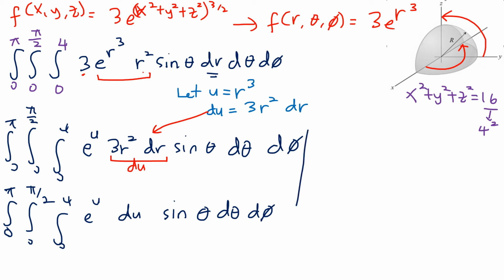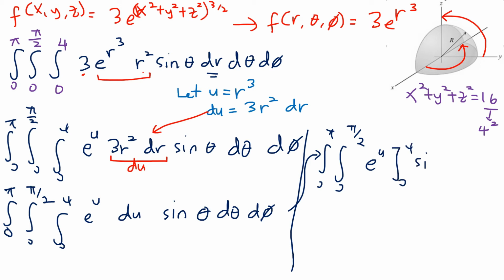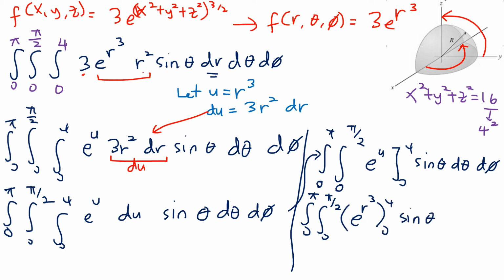Now you have du, so integrate it. 0 to pi, 0 to pi over 2, integrate exponential u and you will get the same thing, exponential u, 0 to 4, sine theta d theta d phi. Clear, right? So exponential u integrated with respect to u gives the same thing, exponential u. Now substitute u. You have to do it one by one. Class, exponential u is exponential r cubed, 0 to 4, sine theta d theta d phi.